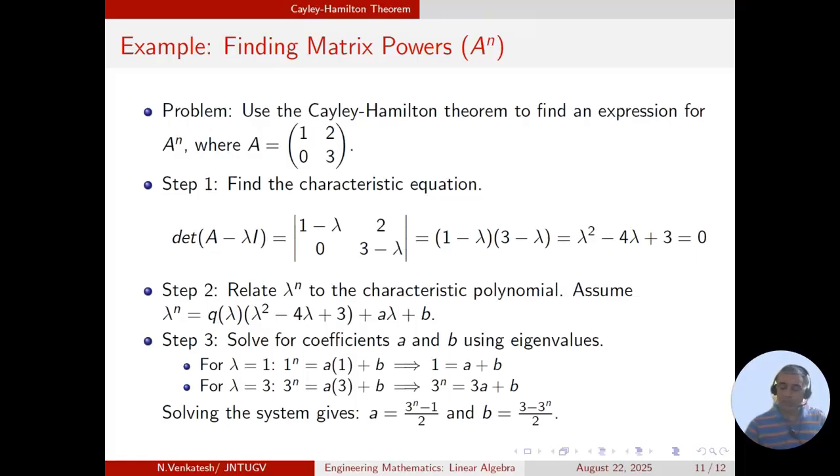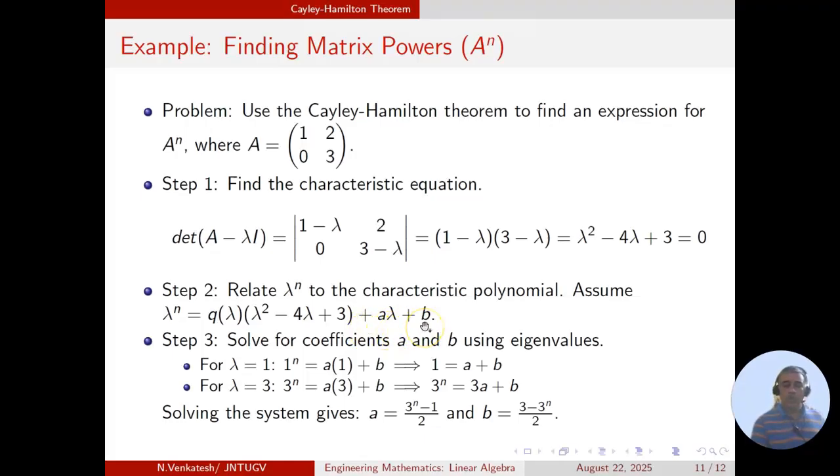Suppose we have some lambda power n, which is divided by this. When you divide lambda power n by this characteristic polynomial lambda square minus 4 lambda plus 3, then you get some quotient. Let us suppose that quotient is q of lambda. Then we can write lambda power n as the quotient into (lambda square minus 4 lambda plus 3) plus remainder. As we are dividing by a degree two polynomial, we get a remainder linear in lambda, so a lambda plus b.